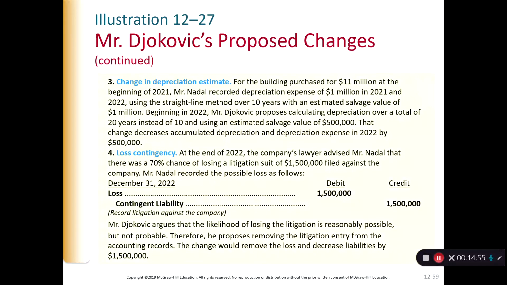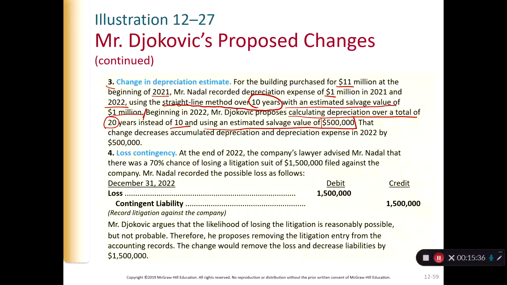Also, Mr. Djokovic also proposed a third change, which is changing the depreciation estimates. So for building purchase for 11 million at the beginning of 2021, Mr. Nadal recorded depreciation expenses for 1 million in 2021 and 1 million in 2022 using a straight line method over 10 years with estimated salvage value of 1 million. And then beginning in 2022, Mr. Djokovic proposed that calculating depreciation over a total asset of 20 years instead of 10 years and using an estimated salvage value of 500,000.